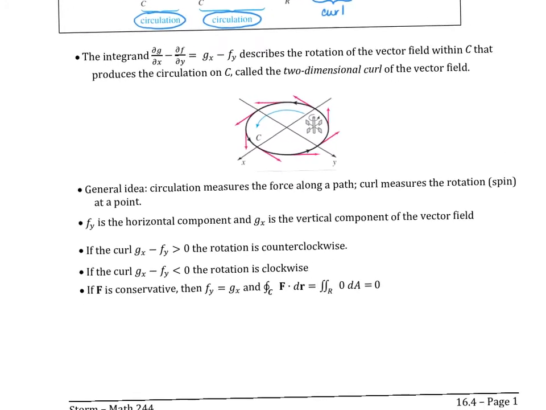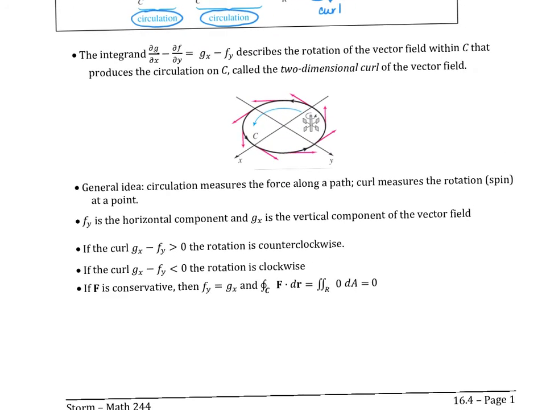Here are some properties below. If you look at this integrand, partial derivative of g with respect to x minus partial derivative of f with respect to y, and I like to write it in the more compact form, what that is, is a rotation within C, and it produces a circulation on our curve C. So we call this the two-dimensional curl, but I'll just call it curl of the vector field.